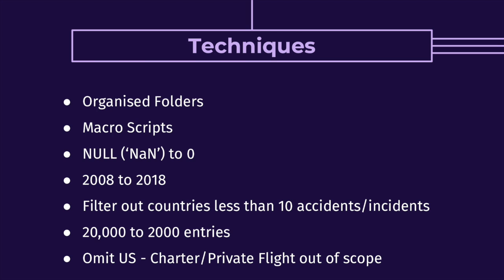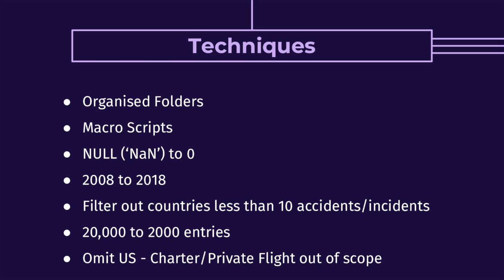Next, for the purpose of consistency of time, all datasets were passed to only be from 2008 to 2018. This allowed multiple datasets to be combined and correlations to be made within the same time frame. This pre-processing was done in Excel with a macro script ran to omit all fields that lay outside this range. Also, for better comparison, a macro script was run to omit countries with less than 10 accidents or incidents, which reduced the datasets from 20,000 to 2,000 entries.